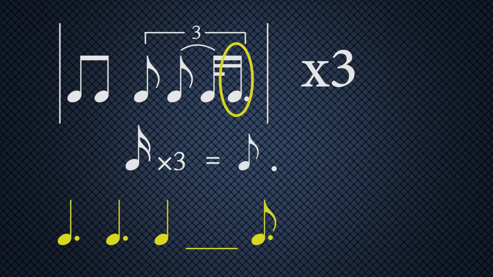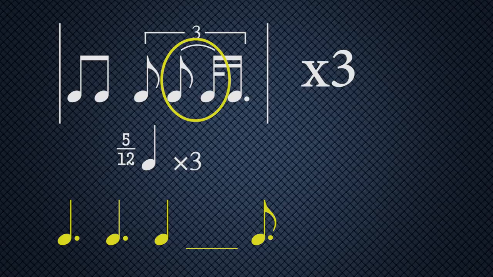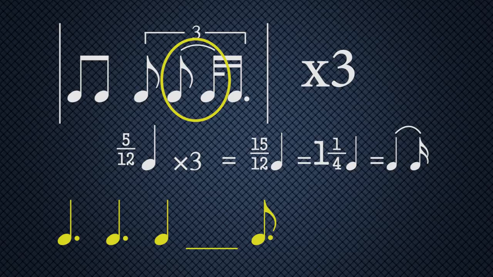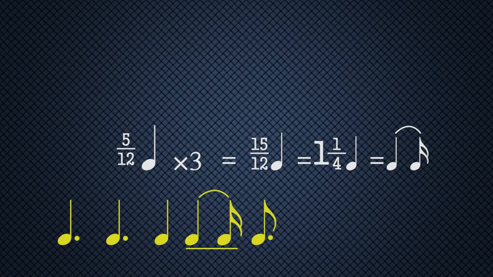Now our mystery note used to be worth 5/12 of a single beat, but after multiplying that by 3, it's now worth 15/12 of a beat, which is the same thing as 1 and a quarter. 1 and 1 quarter beats is the same thing as a quarter note tied to a 16th note. So we could write that in like this. Now, to make things a little more readable, let's group this last section correctly. And voila, the unwritable rhythm in elegant simplicity.